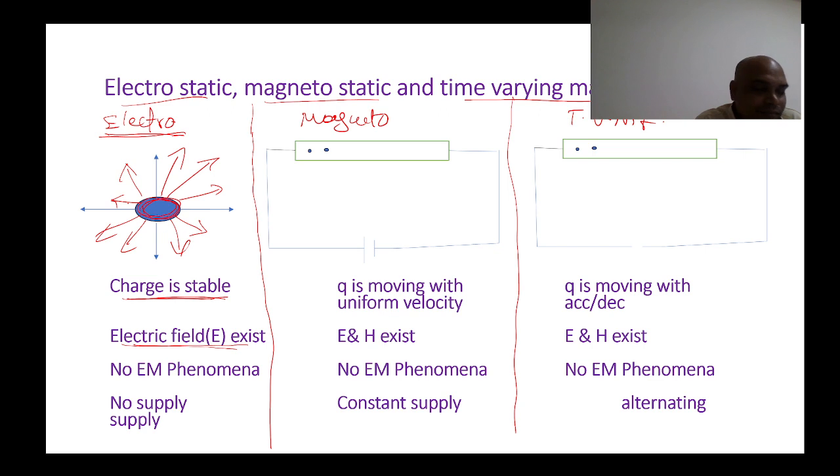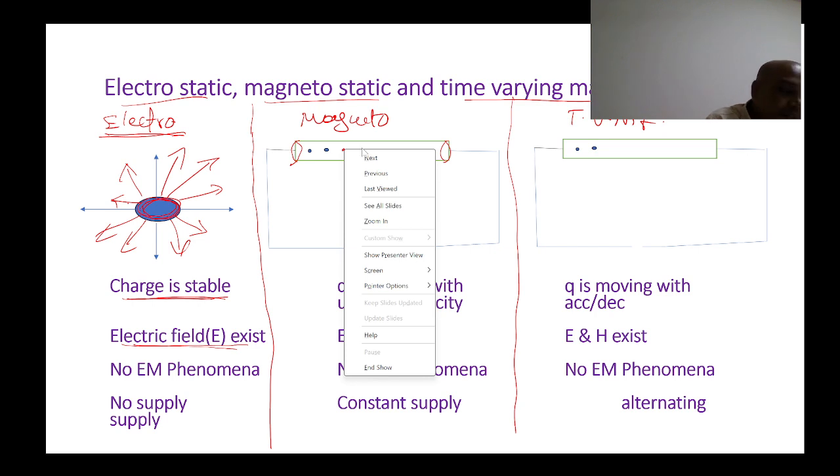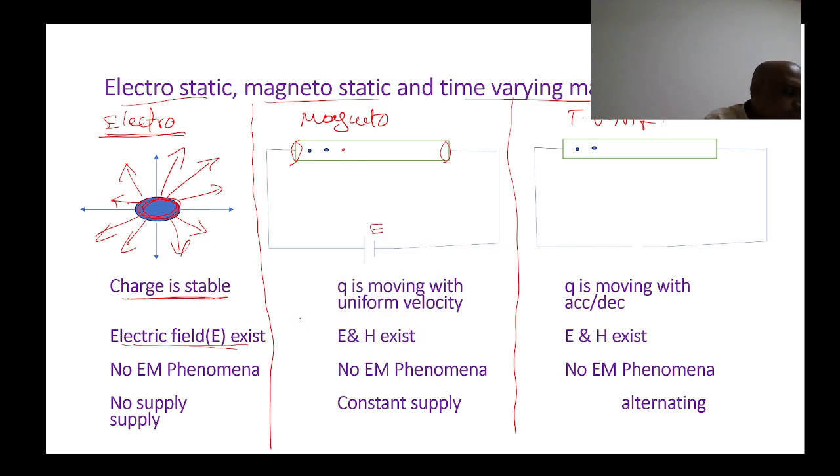Suppose, coming to the second case, we take a conductor. If I apply an electric field, what happens? The electric field is applied on the charge. Without applying the electric field, what happens? If you apply the electric field, the charged particles move uniformly with equal distance.